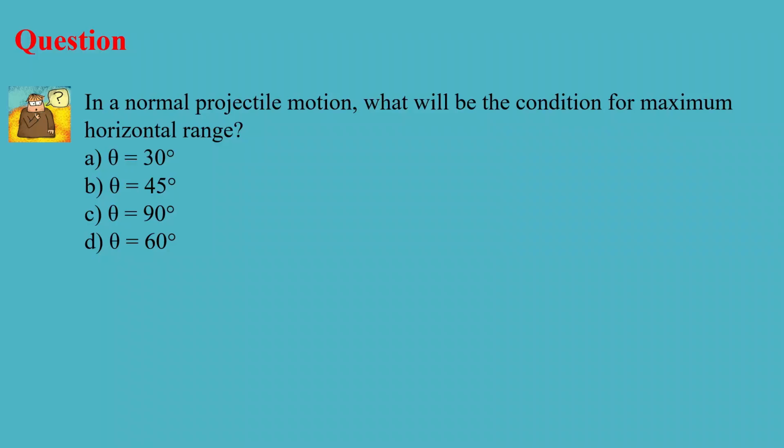So here I need to find the maximum horizontal range, right? So if I have a path like this, technically I'm looking for this distance right here, and I need to find the condition for R to be maximum. I've already solved a couple of problems in the previous video about the horizontal range. So by now we already know that R is equal to V squared sine 2 theta divided by G, right?